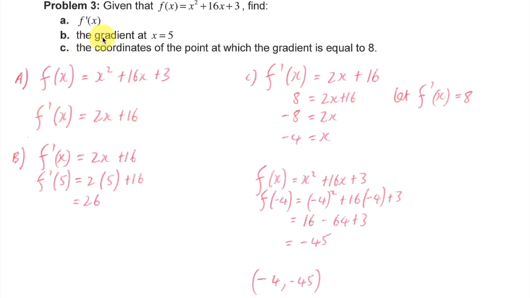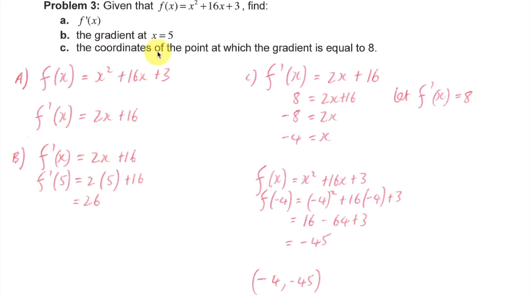B, the gradient where x is equal to 5. So I need to substitute x equaling 5 into the gradient function. So when x is equal to 5, the slope of that original curve is equal to 26.